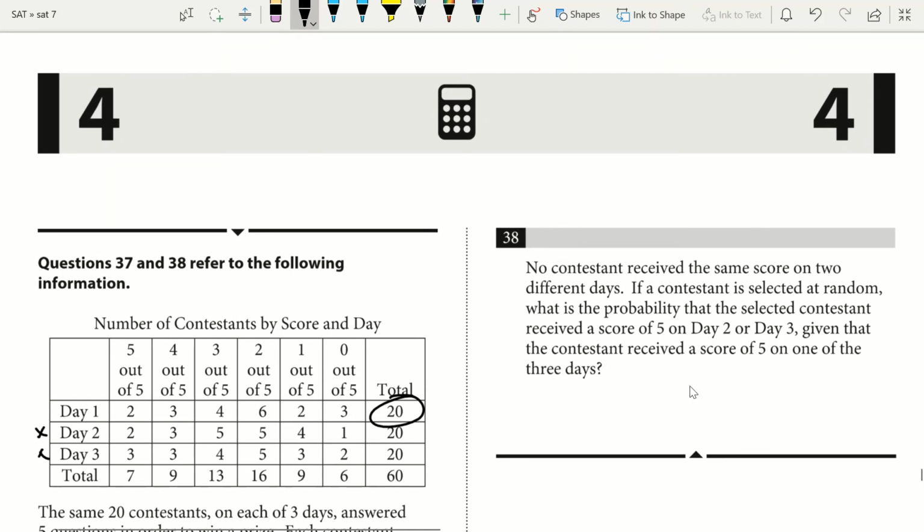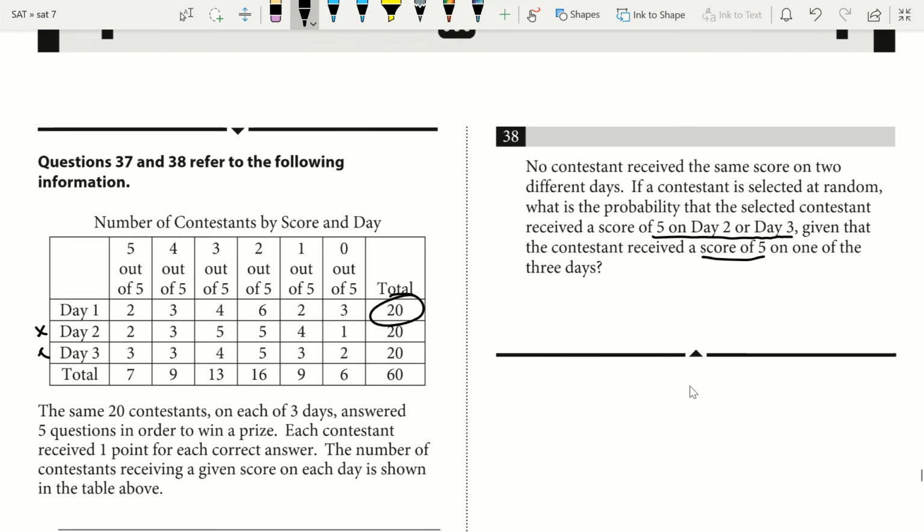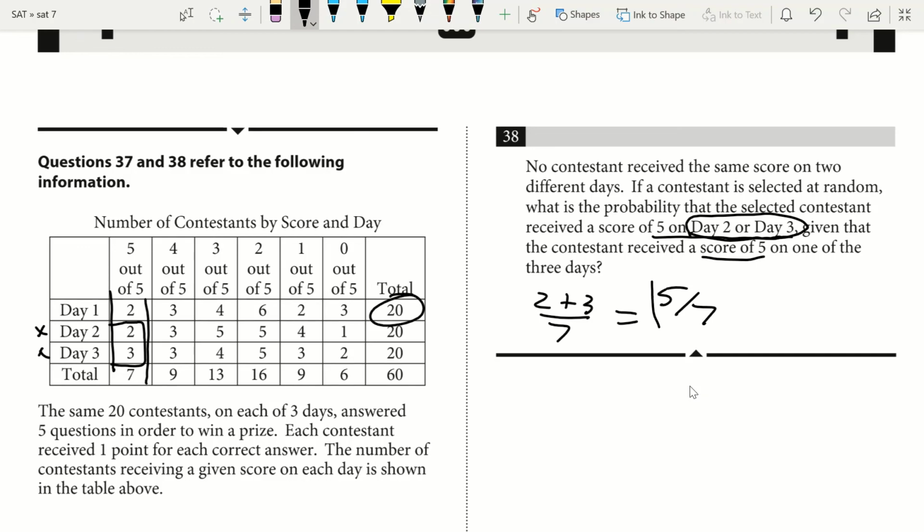Question 38. No contestants received the same score on 2 different days. If a contestant is selected at random, what's the probability that the selected student received a score of 5 on day 2 or 3, given that the contestant received a score of 5 on one of the 3 days? All right, well, if he or she received a score of 5 on one of the 3 days, I'm looking at this column, they scored a 5, right? And I know that I'm asked about the probability of them scoring that 5 on day 2 or 3. Well, the probability of them scoring that 5 on day 2 or 3 is going to be that 2 plus 3 over our total of 7. So the probability then will be 5/7.